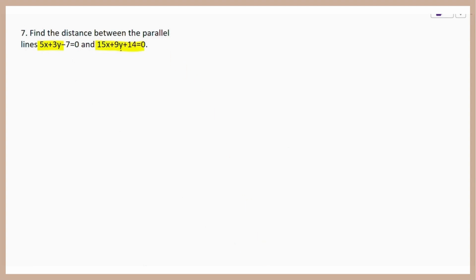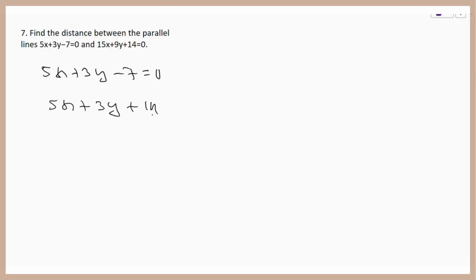So I'm going to write the first equation as it is, that is 5x plus 3y minus 7 equal to 0. The other, I'm dividing both sides by 3 so as to make A and B the same. Dividing this equation by 3, 15 divided by 3 is 5 and 9 divided by 3 is 3.